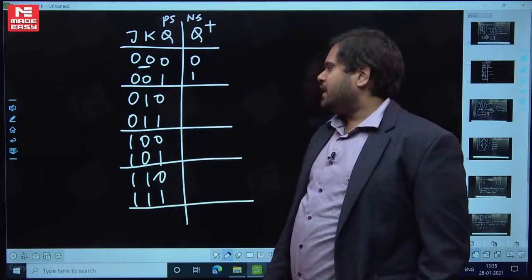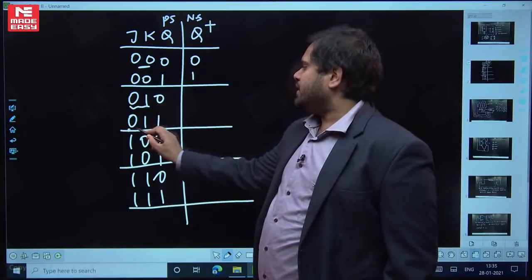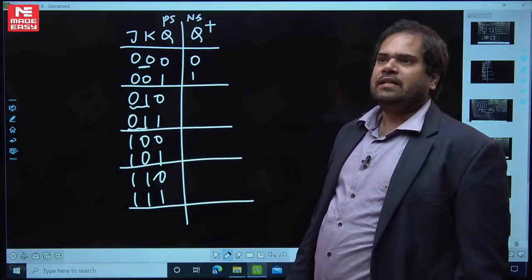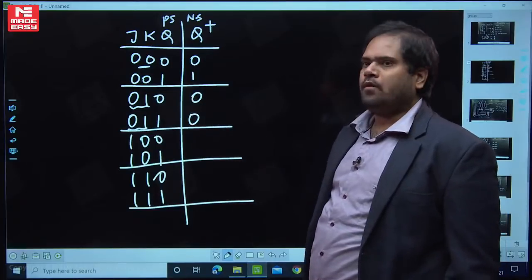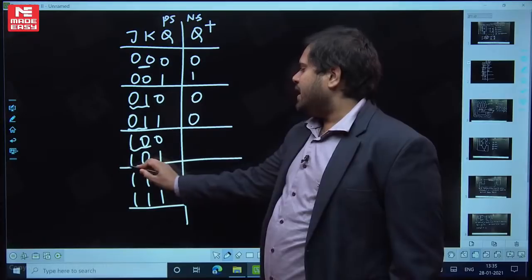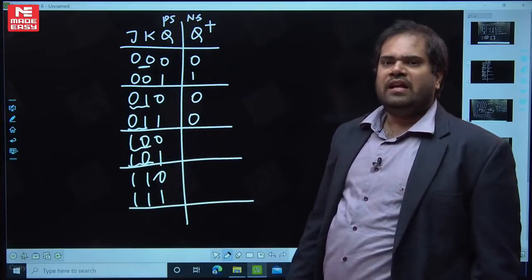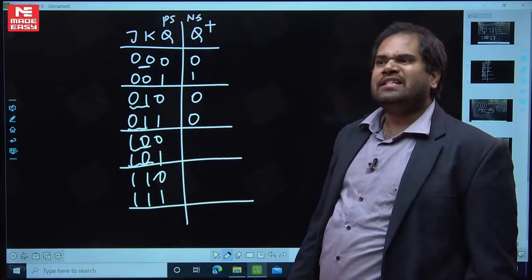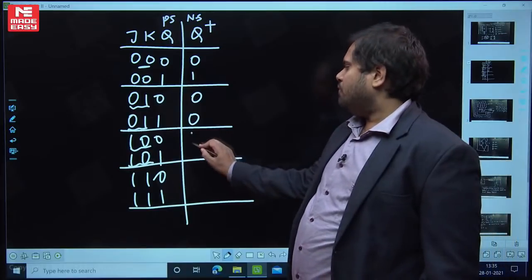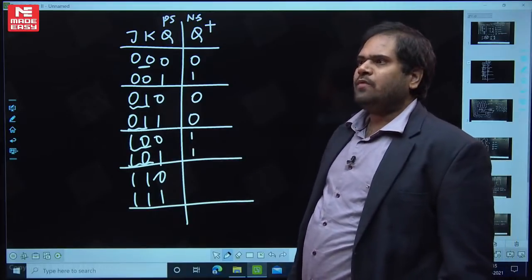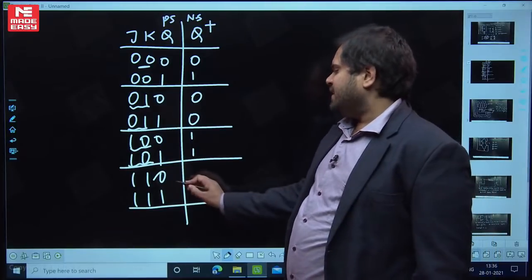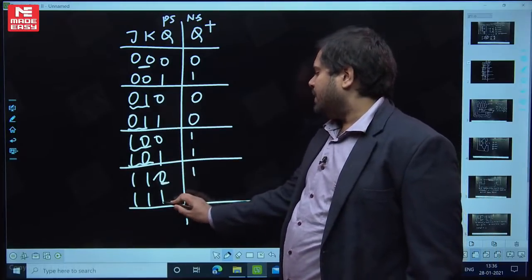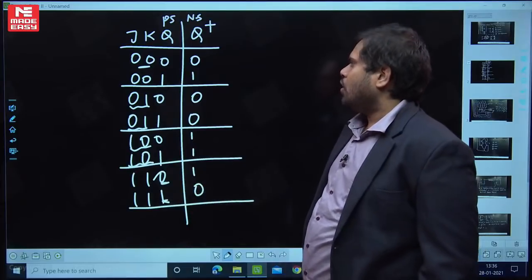Next let's come to 01. 01 is the reset condition, so the flip-flop will be reset. What is the 10 condition? Whenever JK is 10, the flip-flop will be set. What is the 11 condition? Toggle condition. Toggle means if the present state is 0 it becomes 1, and if the present state is 1 it becomes 0. This is the toggle condition.